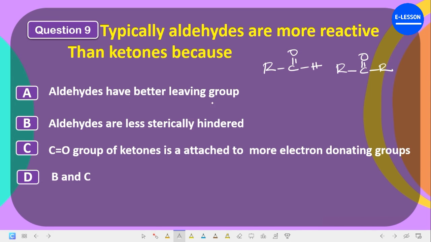So the first option says aldehydes have a better leaving group. That is not the reason. Now B, aldehydes are less sterically hindered. That is true. Aldehydes are less sterically hindered. Steric hindrance is like having things that surround you that will prevent somebody or something from reacting with you. For instance, let's assume this is a guy, or let's say this is a girl, okay? And this girl has so many friends around her.